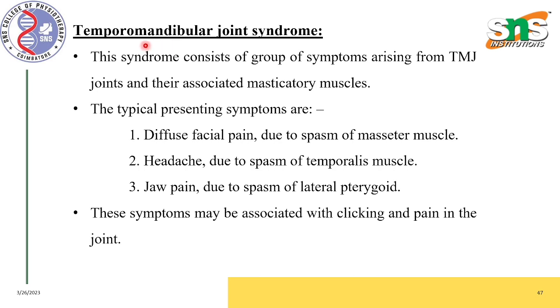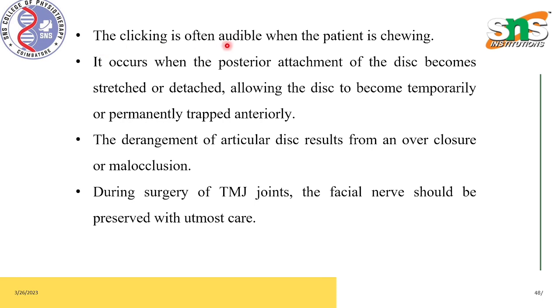So next clinical correlation is your temporomandibular joint syndrome. This syndrome consists of a group of symptoms arising from the temporomandibular joints and their associated masticatory muscles. The typical presenting symptoms are diffuse facial pain due to spasm of the masseter muscle, headache due to spasm of the temporalis muscle, and jaw pain due to spasm of the lateral pterygoids. These symptoms may be associated with clicking and pain in the joint. The clicking is often audible when the patient is chewing.